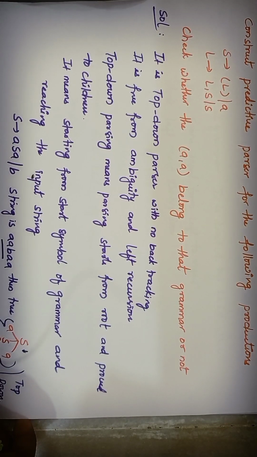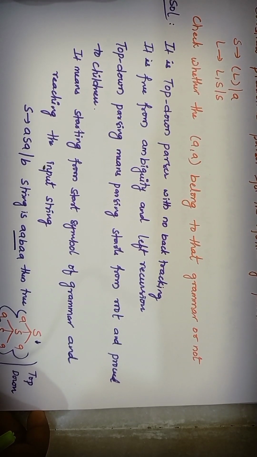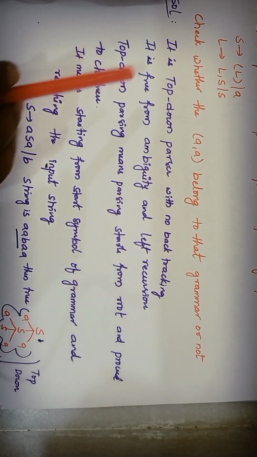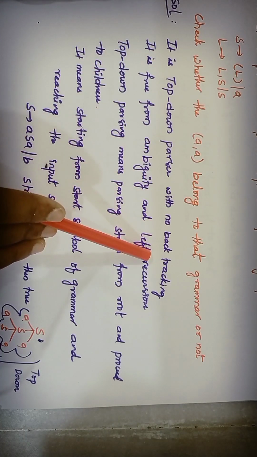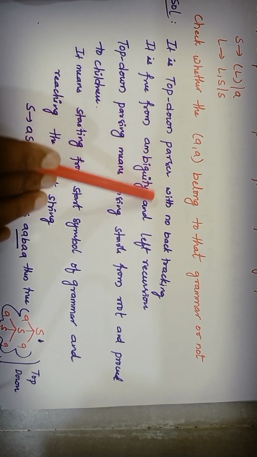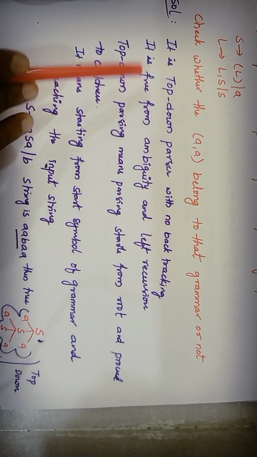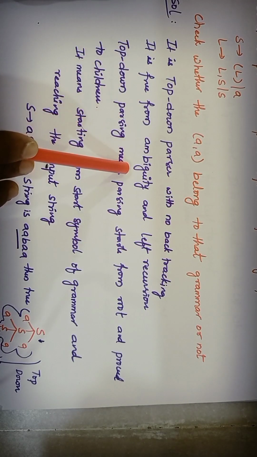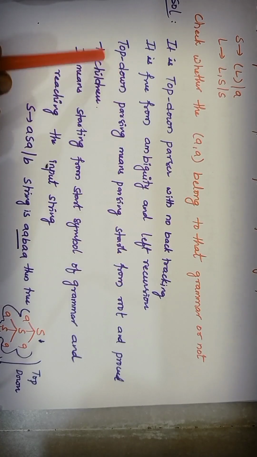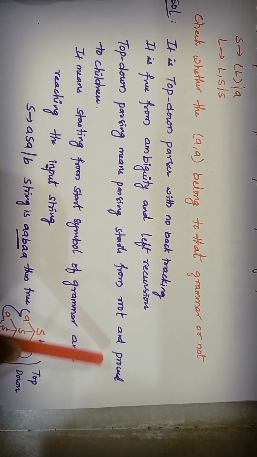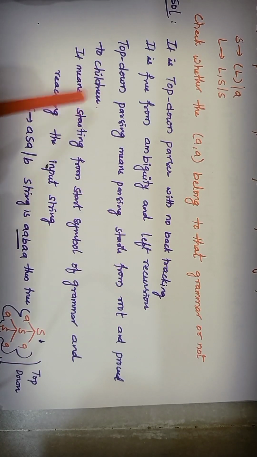So before that we are going to see what we mean by top down parser. Here it is top down parser with no backtracking. It is also free from ambiguity and left recursion. Top down parsing means parsing starts from the root and proceeds to the children. In other words, it means starting from the start symbol of the grammar and reaching the input string.